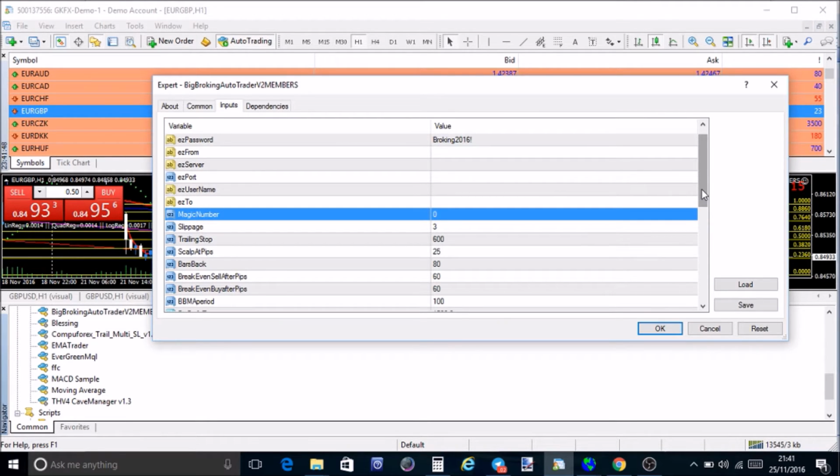What I'm going to show you, for the benefit of members who now have access to download this, is this. You should have followed the instructions in the download, and you should now be at the point where you can load the AutoTrader onto your chart.